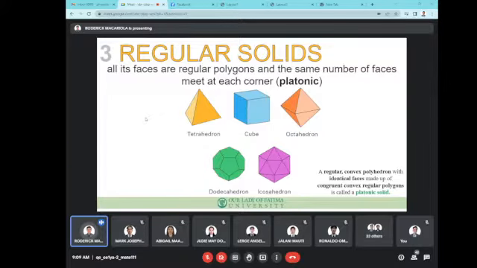Nung nagkaroon na ng pang-anim, like yung six-sided hexagonal, it cannot exist. Hindi siya nagko-close into a regular solid. So we have the tetrahedron, the cube, the octahedron, the dodecahedron, and the icosahedron. These are regular convex polyhedron with identical faces made up of congruent convex regular polygons which are called platonic solids. So ito yung mga regular solids na tinatawag natin.